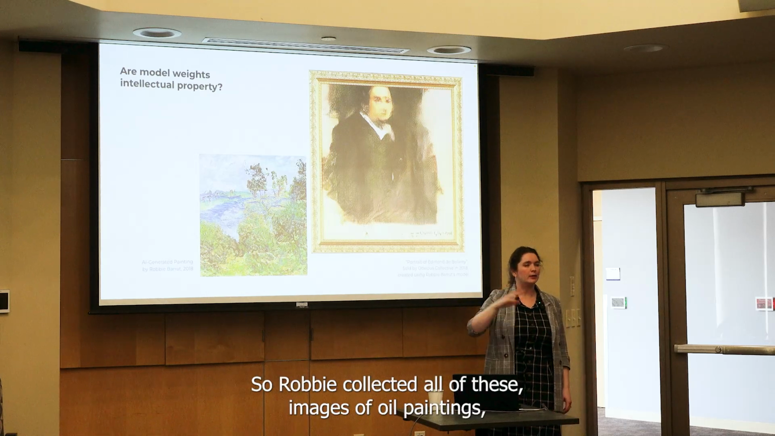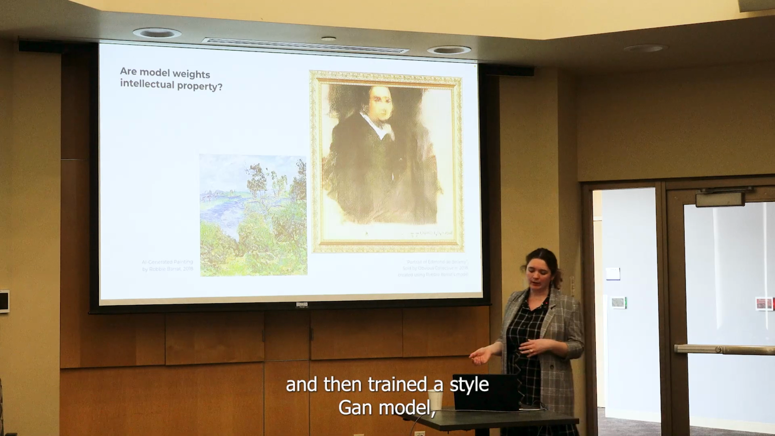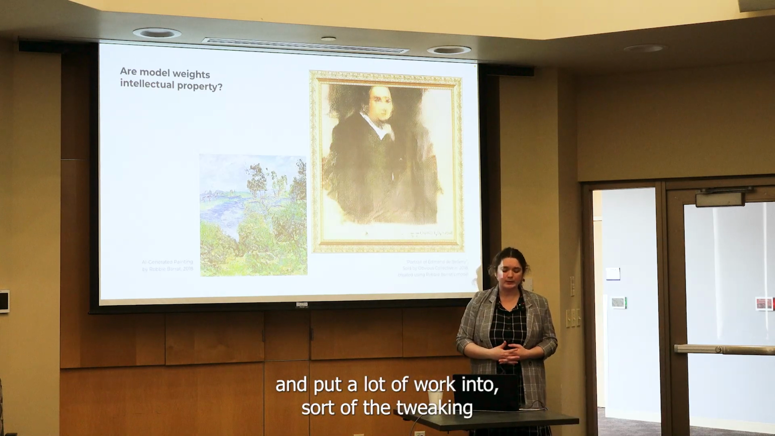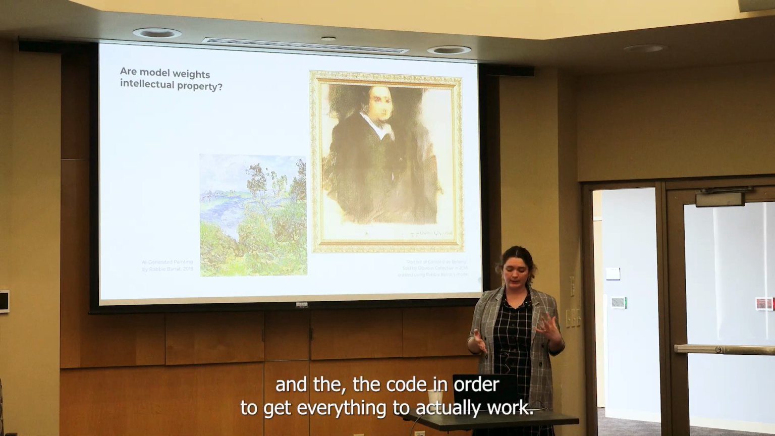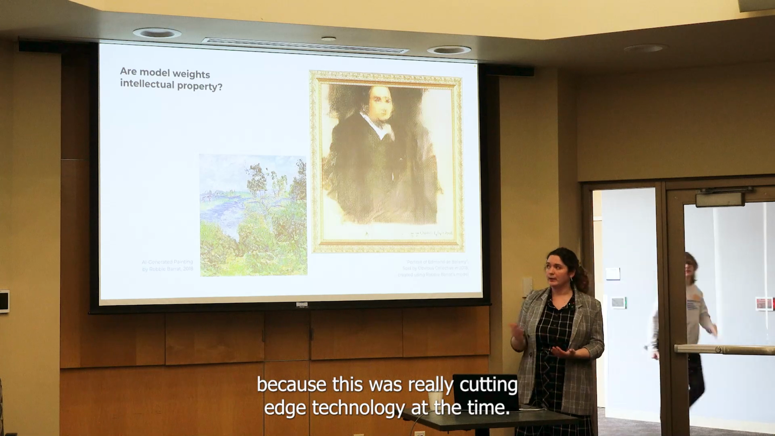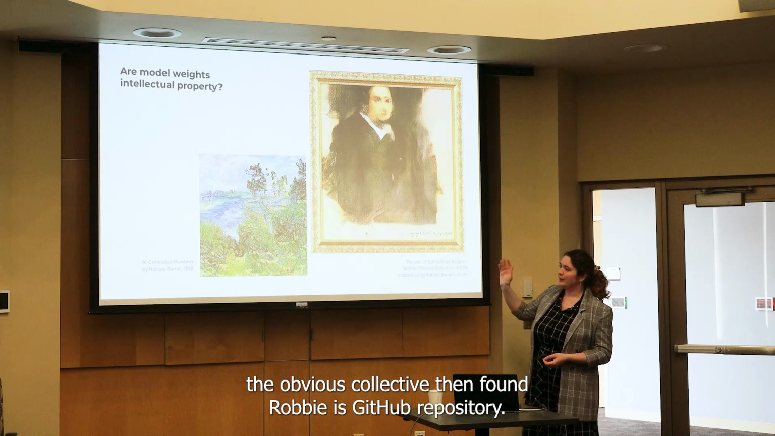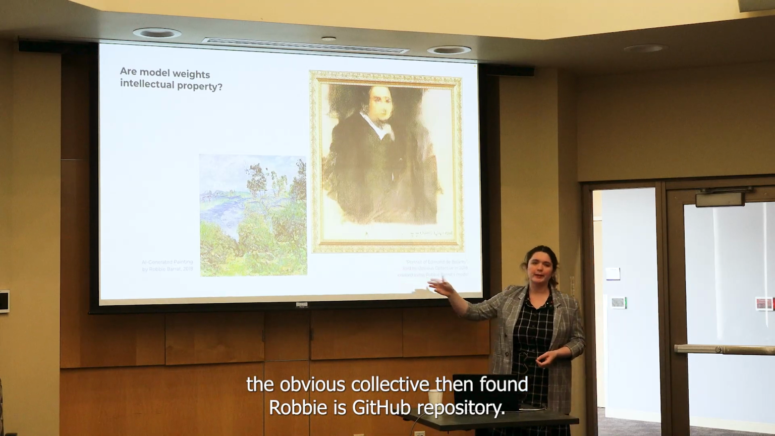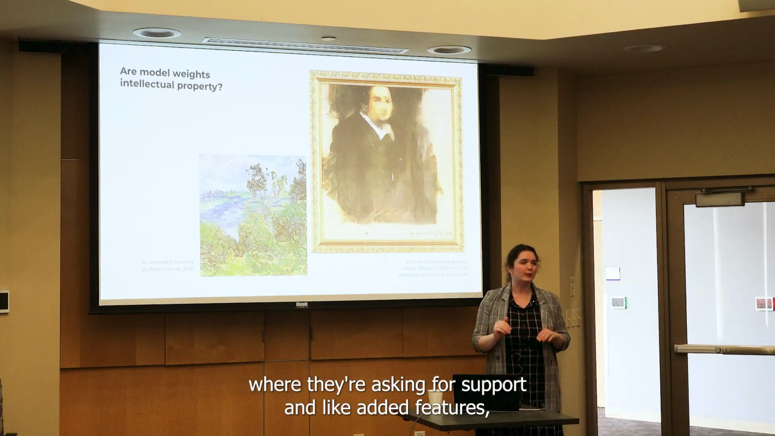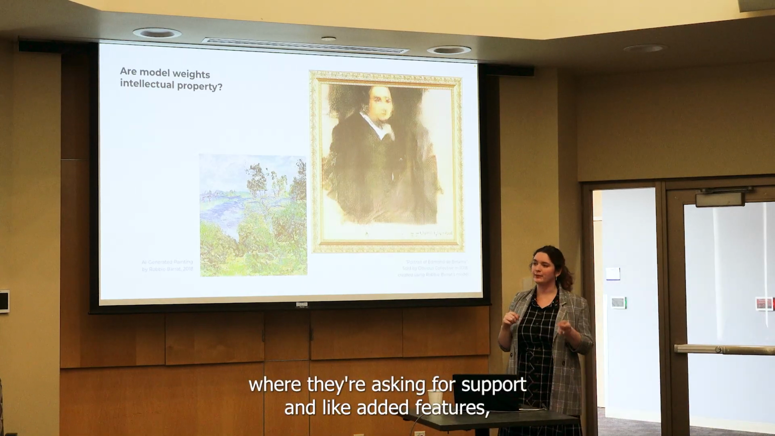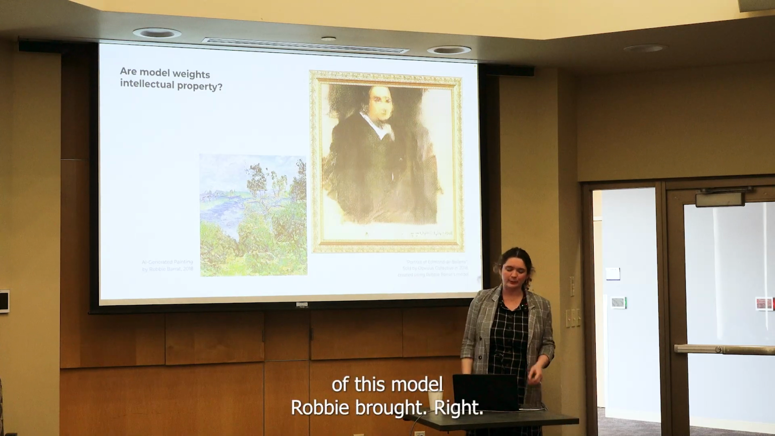So Robbie collected all of these images of oil paintings and then trained a StyleGAN model and put a lot of work into the tweaking and the code in order to get everything to actually work, because this was really cutting-edge technology at the time. The Obvious Collective then found Robbie's GitHub repository. There's actually some comments in the history of the GitHub repository where they're asking for support and added features, uncompensated, from the designer of this model, Robbie Barat, right?